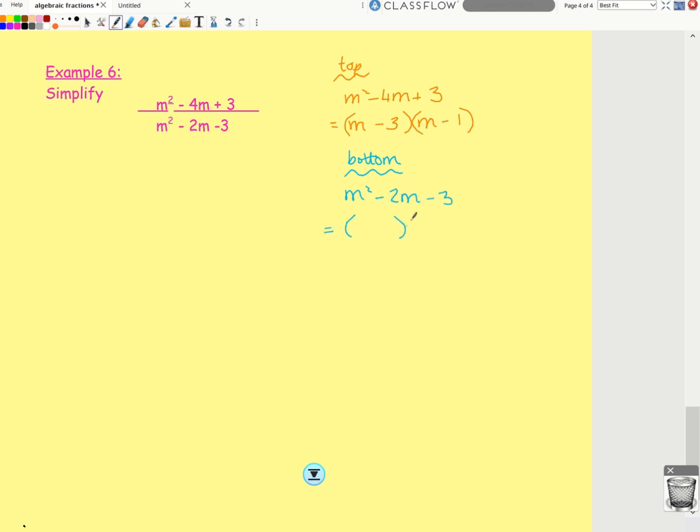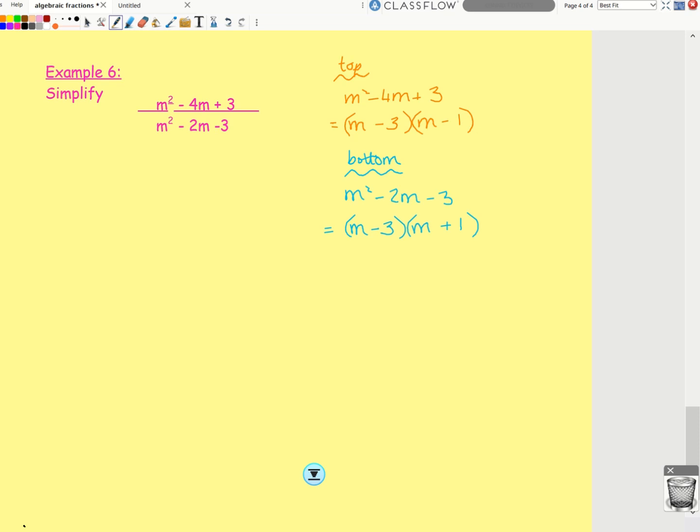Again, it's a trinomial, so let's put those double brackets down. We're dealing with the letter m, and it looks similar here, okay? The template is quite similar, but the numbers are actually different, okay? So my factors of negative 3 are negative 3 and a positive 1. If we times them together, it's going to give me a negative 3. Let's just check that adding them together will land me where I want to be here. So I've got minus 3, add 1, gives me minus 2. So that's my bottom line factorised.